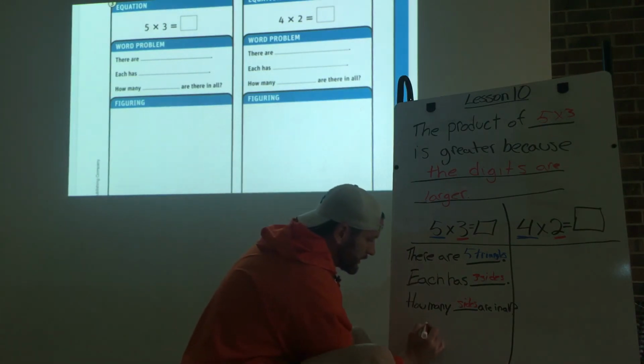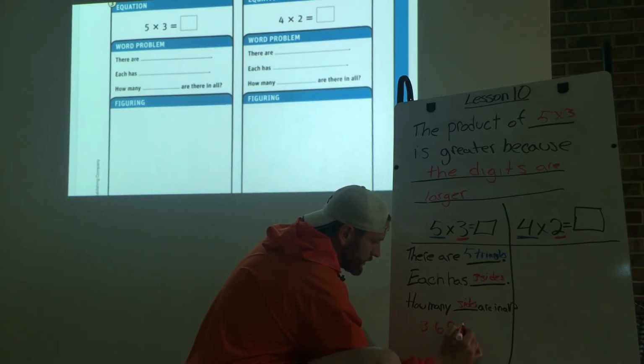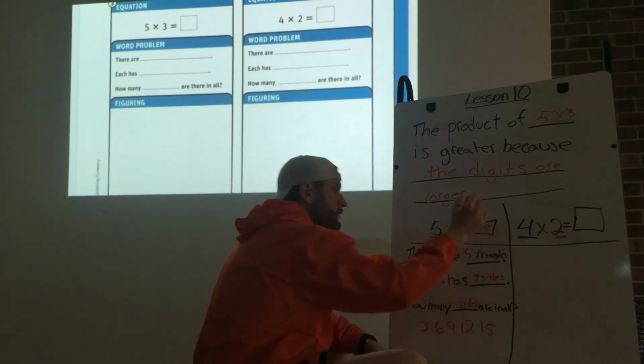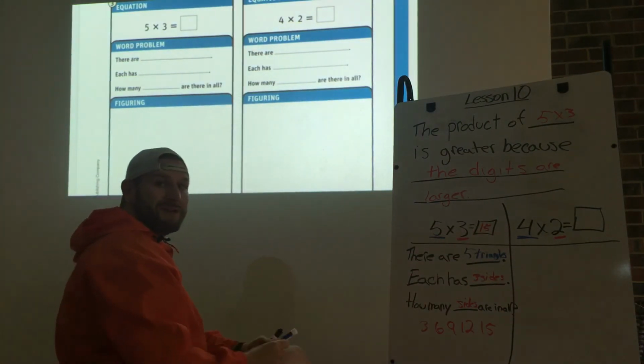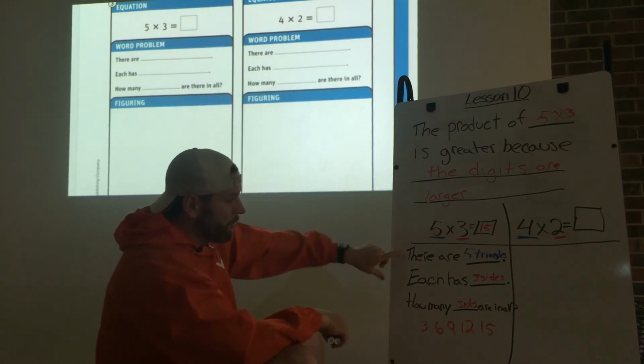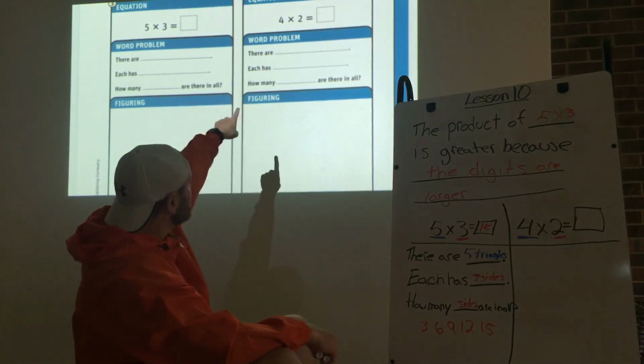So what that would look like is 3, 6, 9, 12, 15. 5 times 3 is 15. So the exit ticket for you guys today is you are going to write your own sentence stem, just like we have up there.